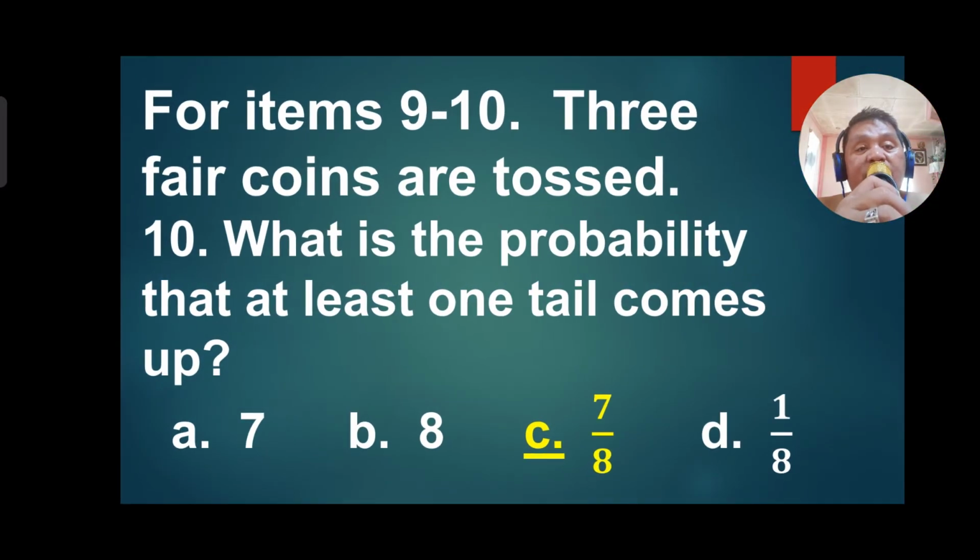Number 10. Again, for items 9 and 10, 3 fair coins are tossed. Number 10. What is the probability that at least one tail comes up? So we have letter A equals 7, letter B 8, letter C 7 over 8, and letter D 1 over 8. So the possible answer here is equal to letter C, 7 over 8.